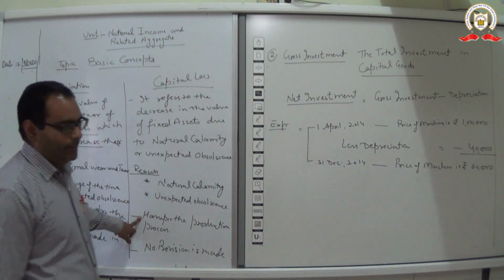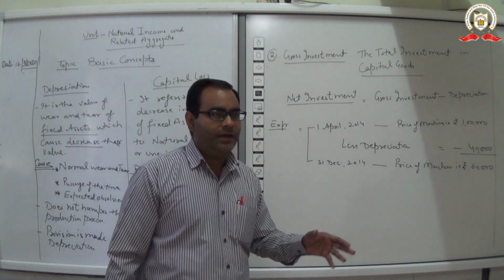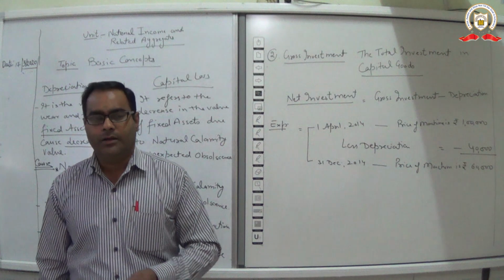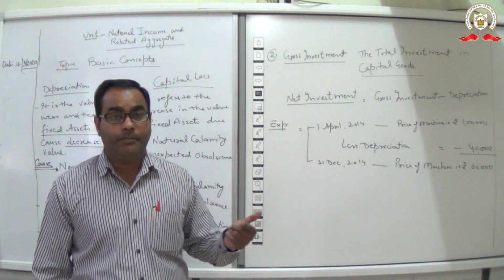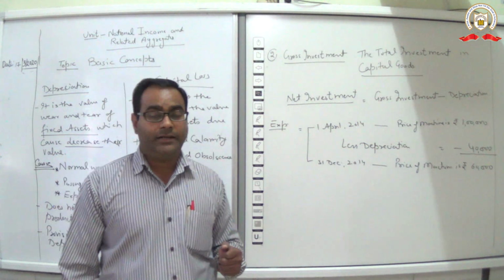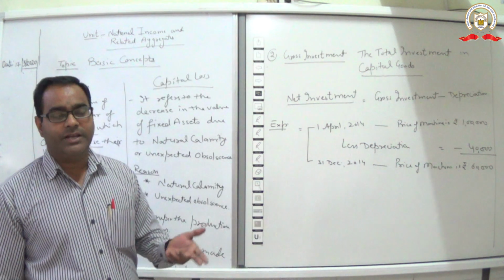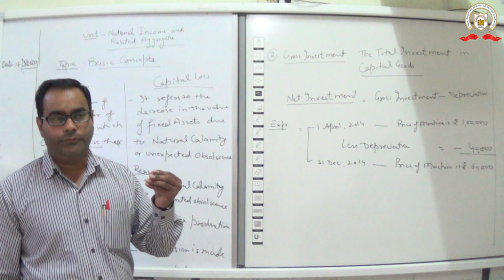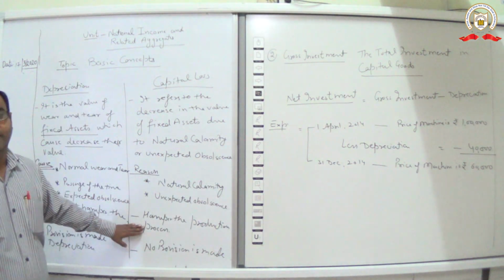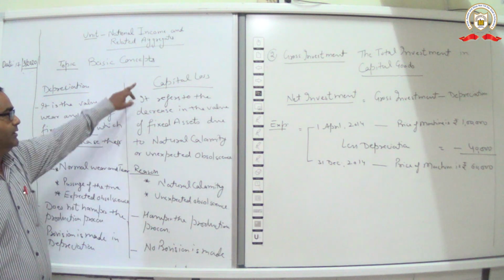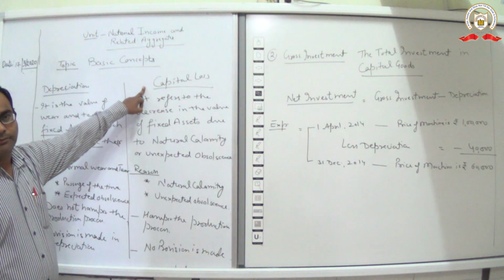Suppose, for example, if due to the heavy rain or heavy flood, the factory area is flooded with water which affects the machinery. So in that case, we cannot purchase the machine or we do not have kept any kind of provision to replace the machinery. So this is termed as capital loss.